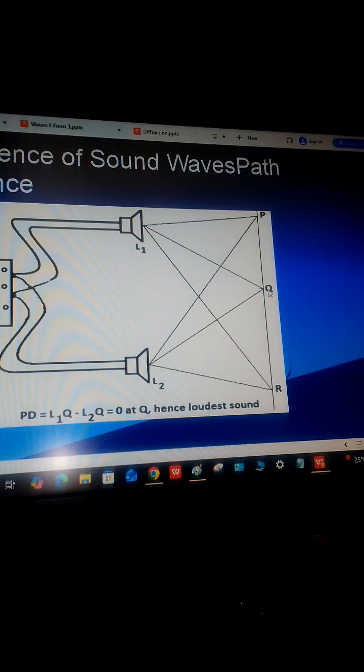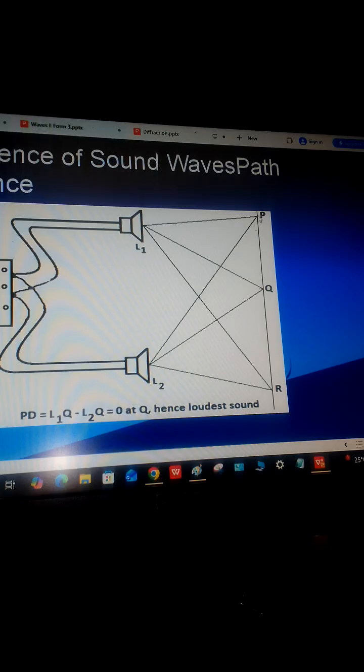Okay, and this is the point where we shall have the loudest sound. Why? Because there's something we call the path difference. This is the point whereby you have maximum constructive interference, because the path difference here at Q is 0. Path difference is equal to the distance from speaker 1 to Q minus speaker 2 to Q. In this particular case, the path difference is 0. That's why we have the loudest sound produced.